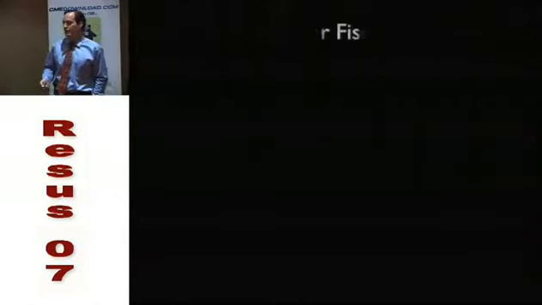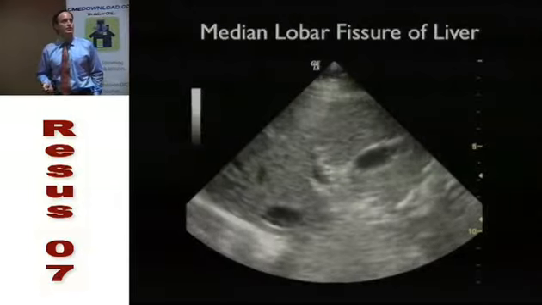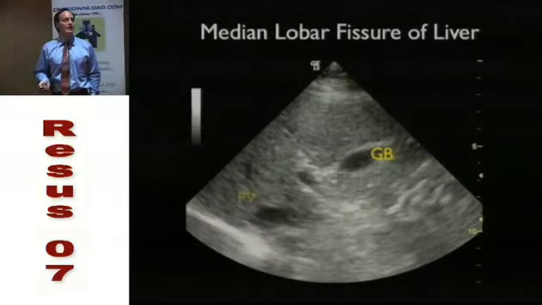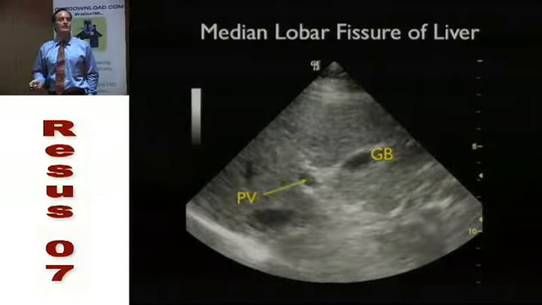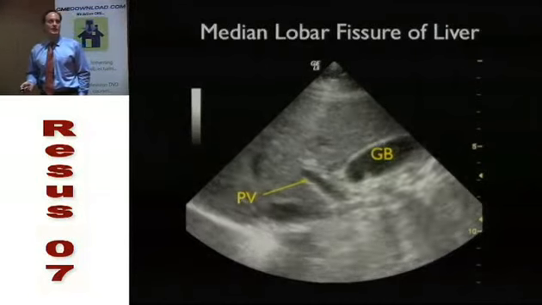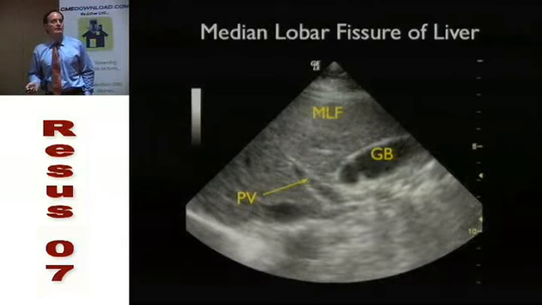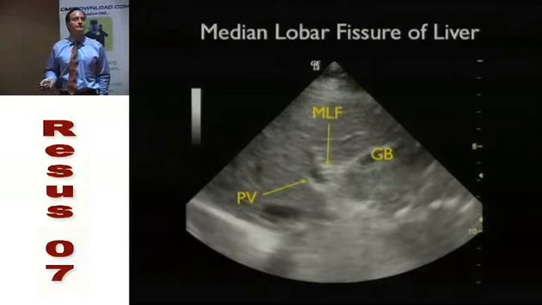That's just the inferior vena cava in the back. Here's just another view, again showing the relation of the gallbladder. And there's the portal vein. And remember that the portal vein bifurcates into the right and left portal vein. That's just the bifurcation there. And again, we see the median lobar fissure right there.